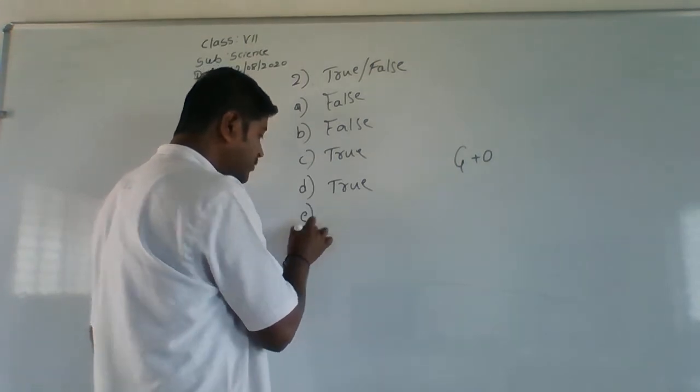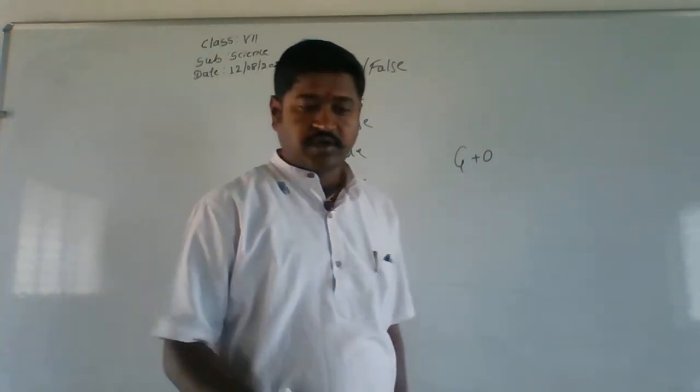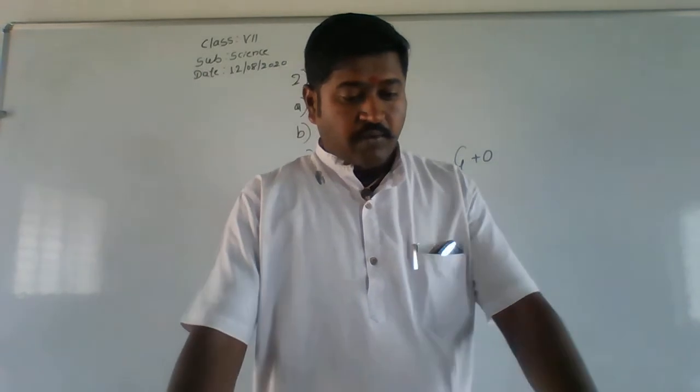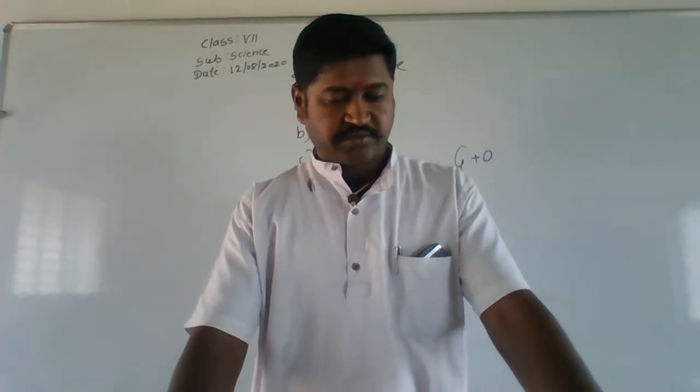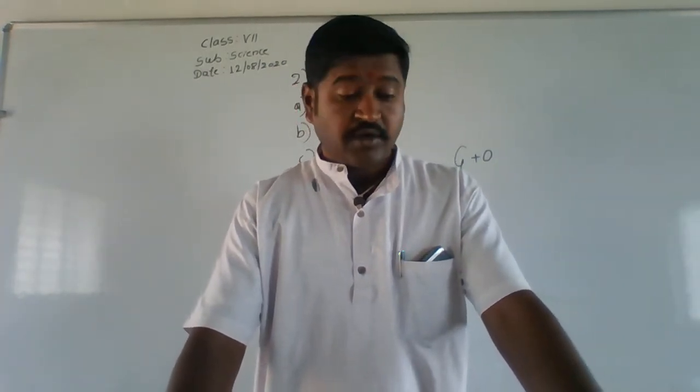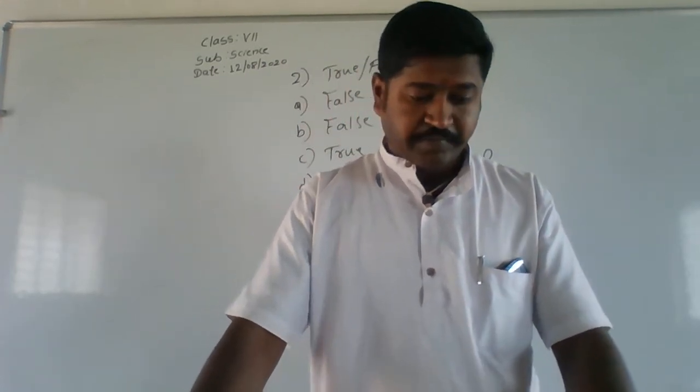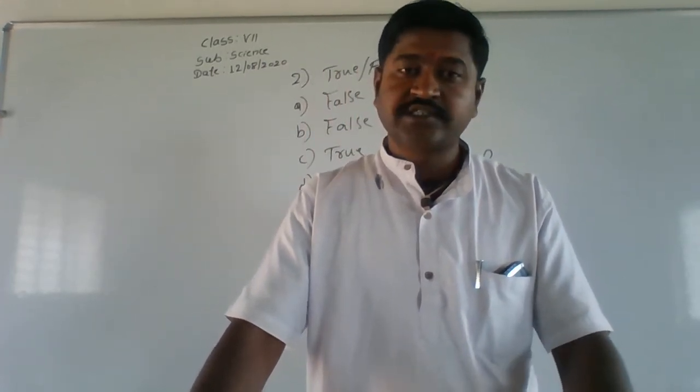The next, we have the last one in this true or false, that is E. Okay, listen. When a leaf is bleached, it does not lose its green color.